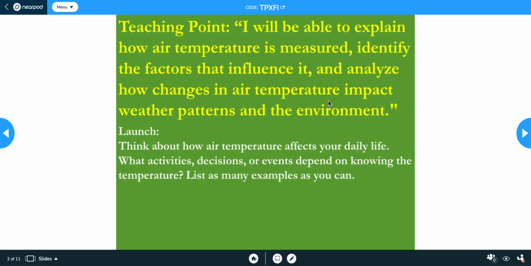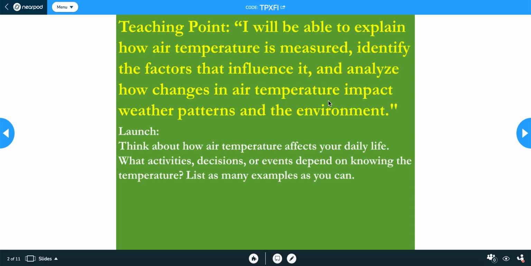I'll be able to explain how air temperature is measured, identify the factors that influence it, and analyze how changes in air temperature impact weather patterns and the environment. All right, so this is going to be now your first basic understanding of weather variables. This is going to begin with some of the difficulty because the weather variables are all related, they're all interconnected with each other.